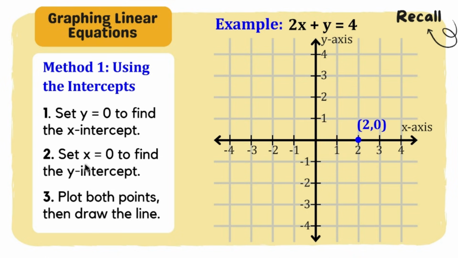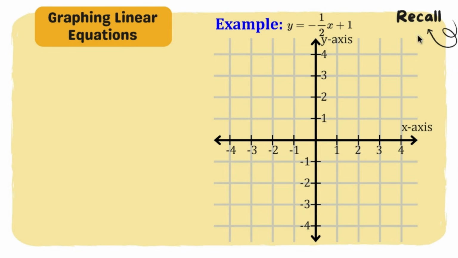Next step is to set x is equal to 0 to find the y-intercept. So ang ating y-intercept is at (0, 4). Okay? If we set the x is equal to 0, malalaman natin yung value ng ating y-coordinate from our equation. So we can now plot both points, then draw the line. There you go. We have now our line.